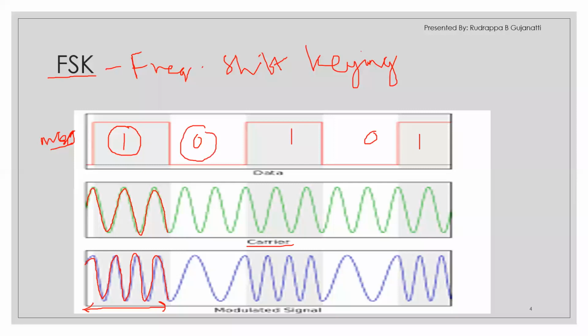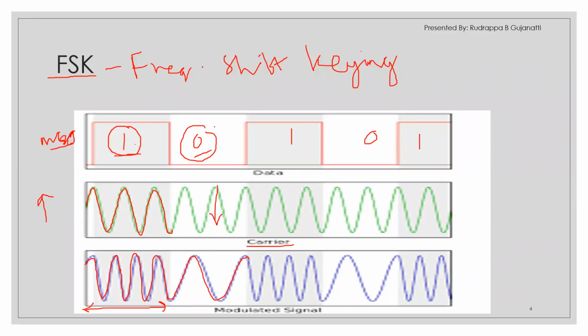You are increasing the carrier frequency when it is logic 1. And when it is logic 0, you alter the frequency of the carrier to be lesser. So that is what you are doing over here. Whenever it is logic 1, you alter the frequency of the carrier at the higher end, and whenever it is 0, you alter the frequency to the lower end. So you reduce the frequency of the carrier when it is 0. When it is 1, you increase the frequency of the carrier. So that is what you are seeing over here.